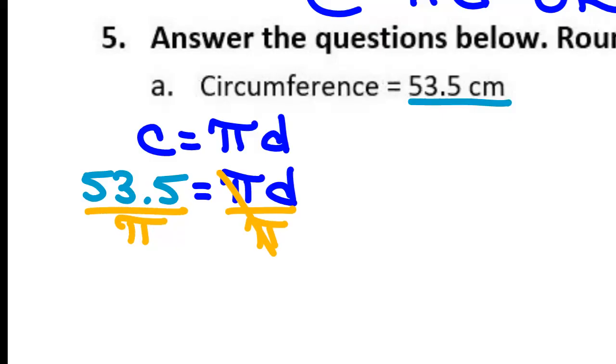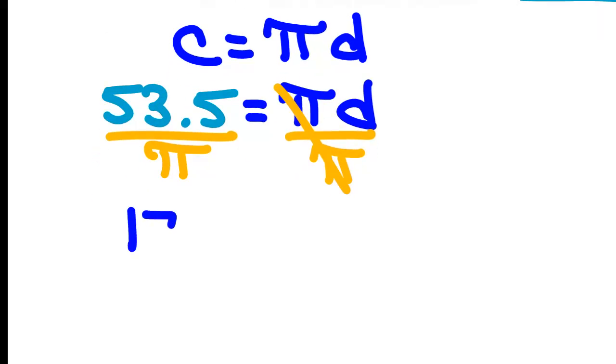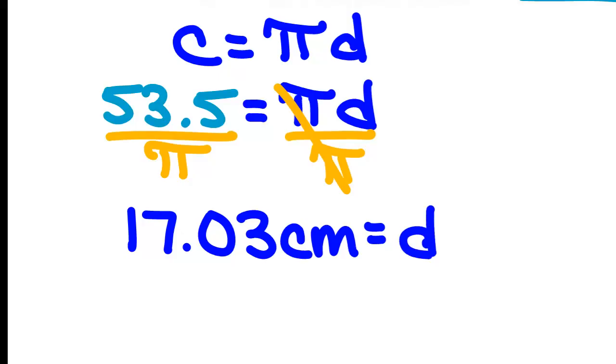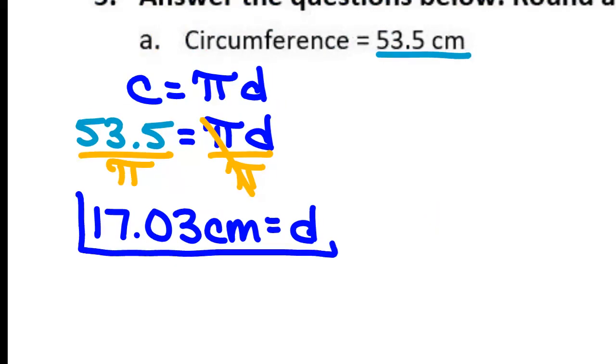So you grab the yellow calculators. You'll put in 53.5 and then the division key, and then you're going to use the pi button. Don't use 3.14. Use the pi button right here. It's underneath the second key. What do you get when you do 53.5 divided by pi? 17.03. And we would pop centimeters on there because our circumference had the unit of centimeters.